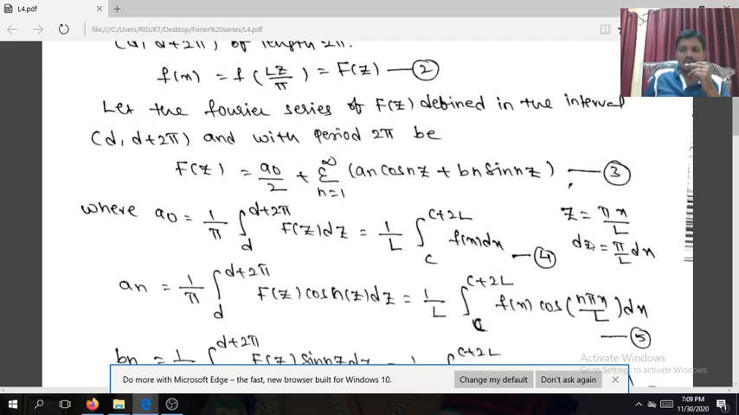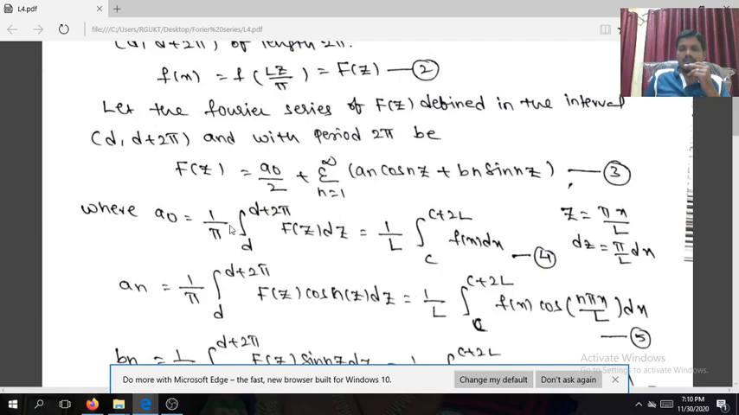Differentiating with respect to x on both sides, dz by dx is equal to pi by l. So dz is equal to pi by l dx. The dz is replaced by pi by l dx. Limits I am changing; as the original limits, I am taking c to c plus 2l.